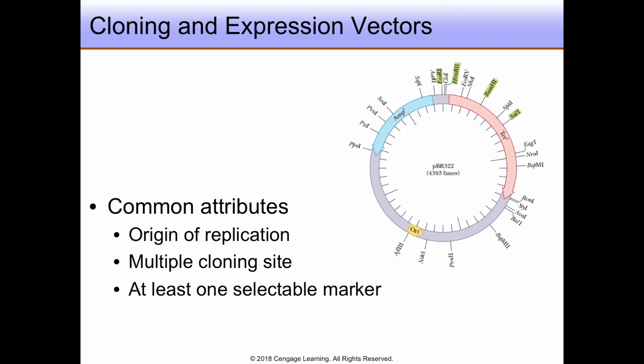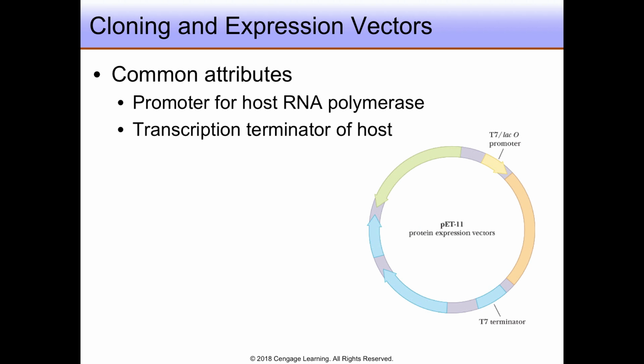Of course, we need the cloning attributes already described: an origin of replication for the plasmid, a multiple cloning site where we can insert the gene, and at least one selectable marker. In addition, the gene must carry a promoter that can be recognized by the host RNA polymerase so that the gene can be transcribed, and a termination recognition site. pET11 is one such expression vector.